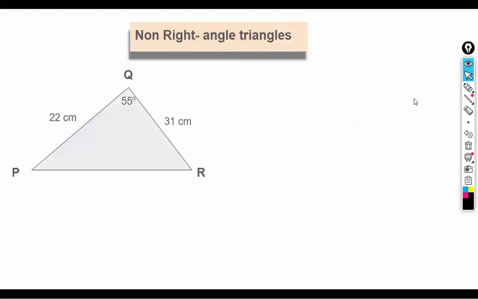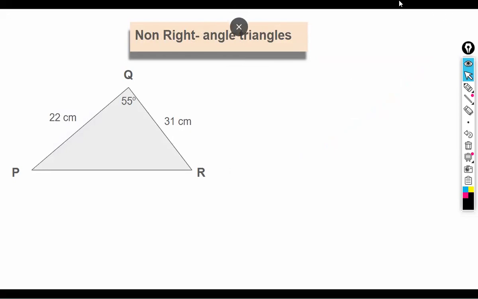Let's move to non-right angle triangles. This one should be easy. No one should get this one wrong. If this came in the exam, it would be for 3 marks. Can you all find the area of this triangle? See if you can do it in under half a minute.